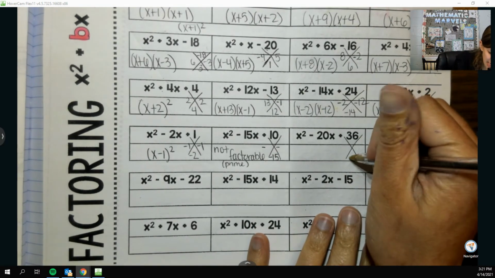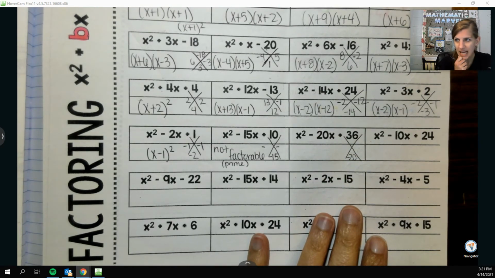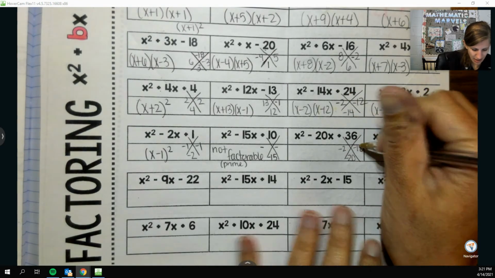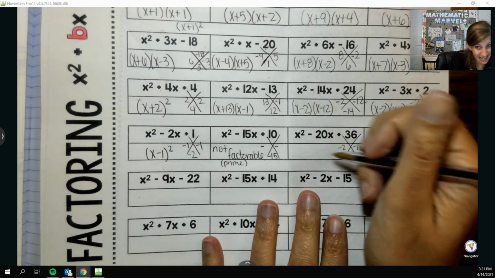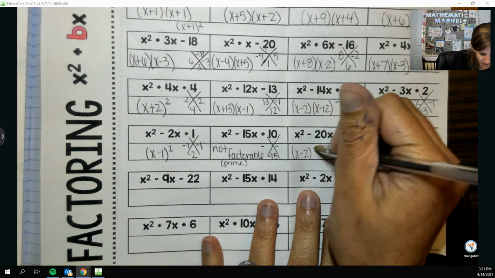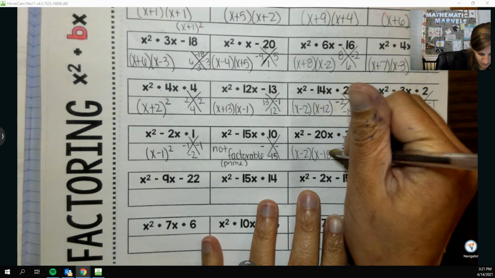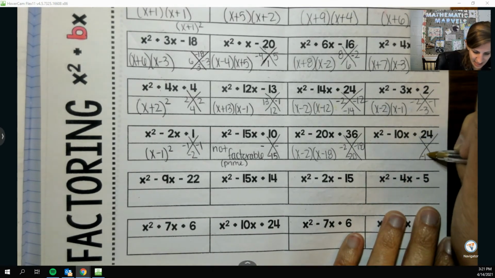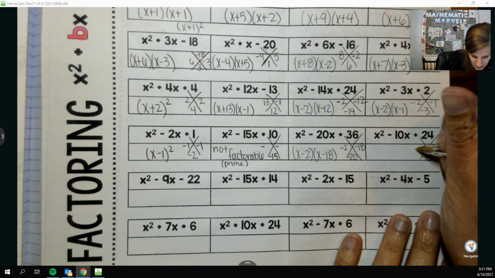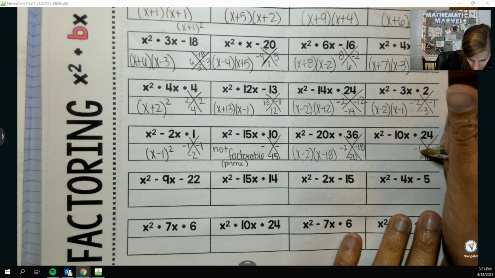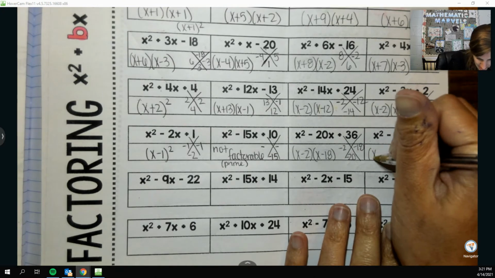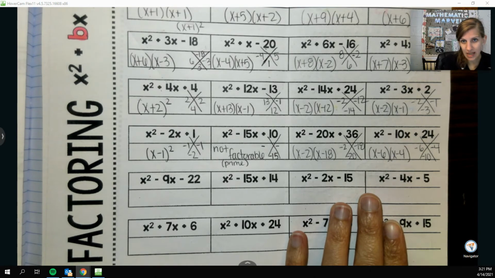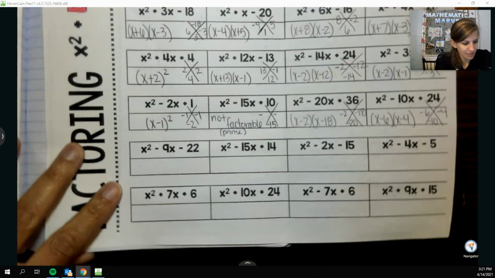What multiplies to 36 and adds to negative 20? Negative 2 and negative 18. We'll multiply to a positive 36, adds to a negative 20. So x minus 2, x minus 18. What multiplies to 24 and adds to negative 10? So they both need to be negative. 6 and 4. Yeah, x minus 6, x minus 4, because they will multiply to a positive 24 and add to a negative 10.